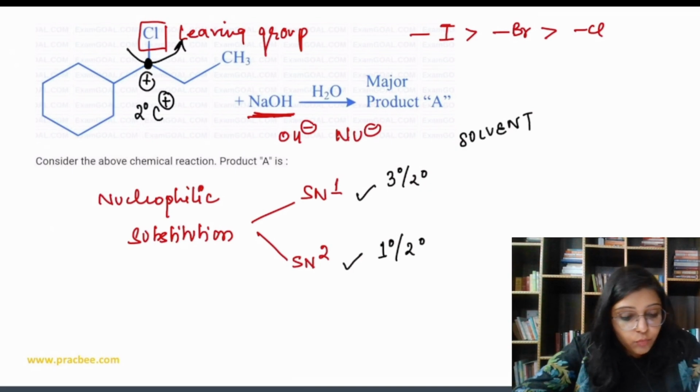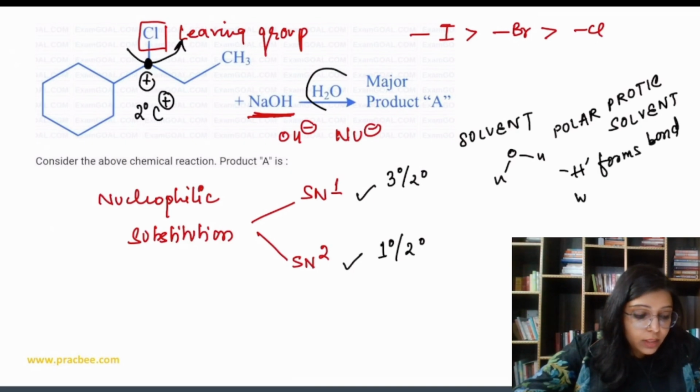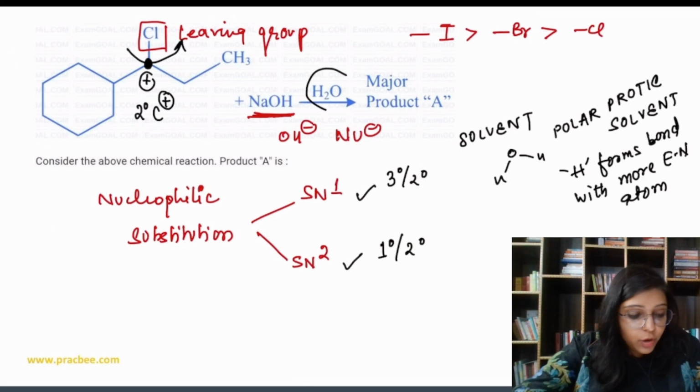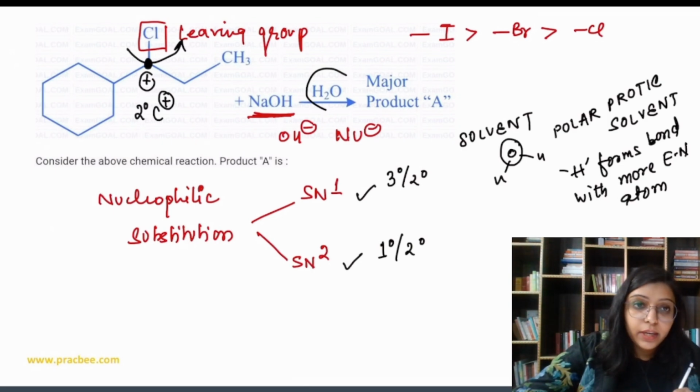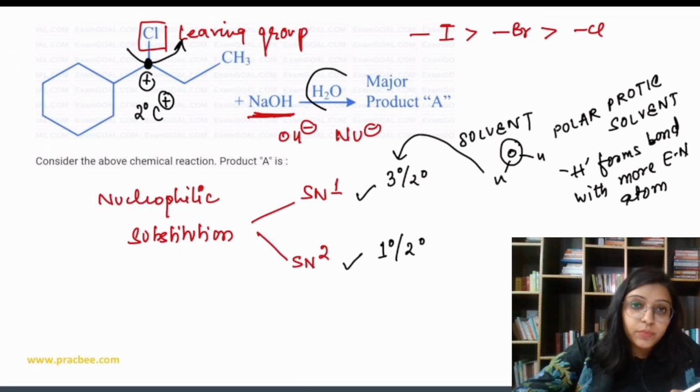So now here check water. Water, OH, so this is a polar protic solvent. What is a polar protic solvent? Where hydrogen forms a bond with a more electronegative atom. It forms a bond with oxygen, right? That is the more electronegative atom. So it favors SN1.